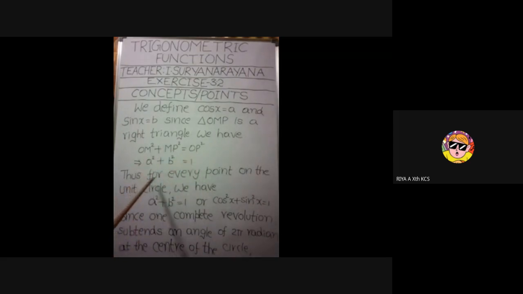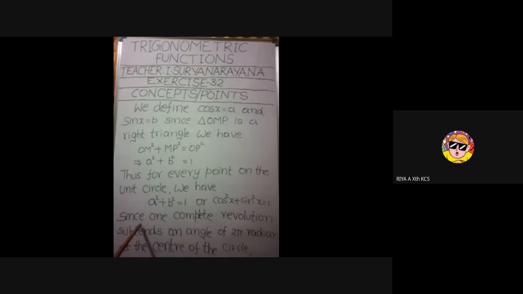Right. Thus, for every point on the unit circle, we have A square plus B square is equal to 1. Here A is cos and B is sine, so cos square x plus sine square x is equal to 1. This result is treated as a trigonometric identity: sine square x plus cos square x is equal to 1. Understood this step, my children?